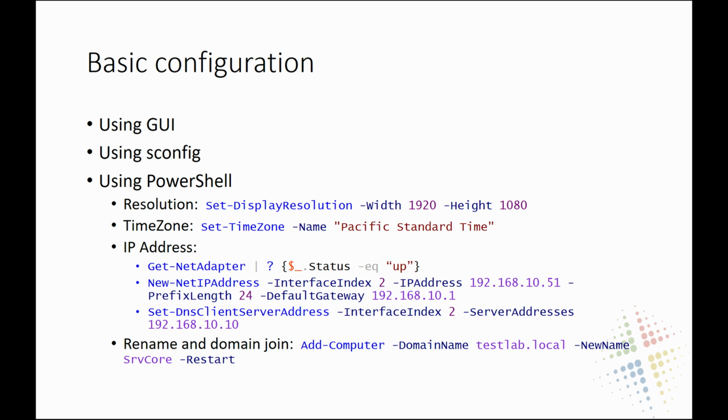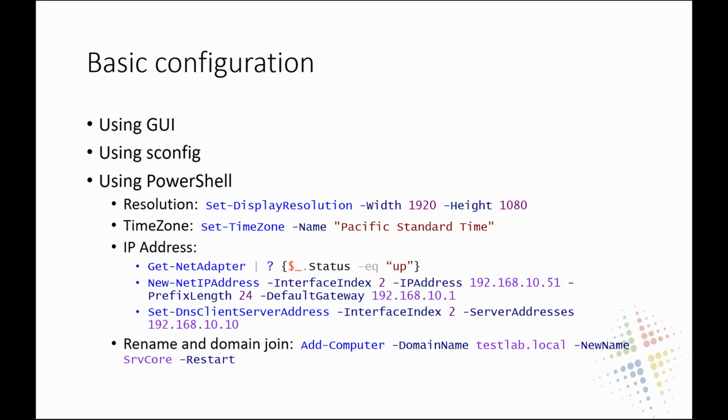All right, so we have gone ahead and we have installed our system using the GUI. We've installed our system using sconfig, and now the last step is to use PowerShell. Now, PowerShell is a somewhat cross-platform environment that allows us to do most every single thing that we need to do in our environment from a command line.